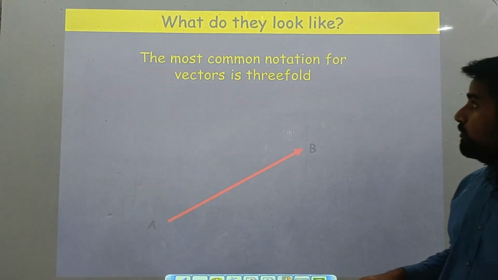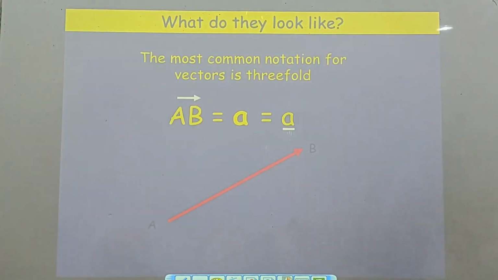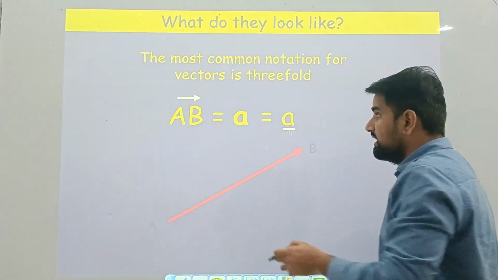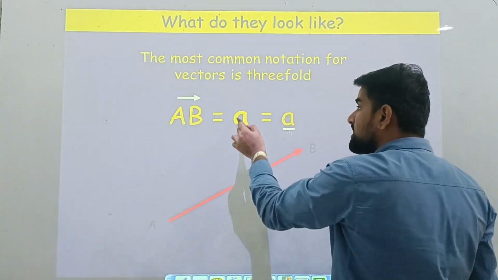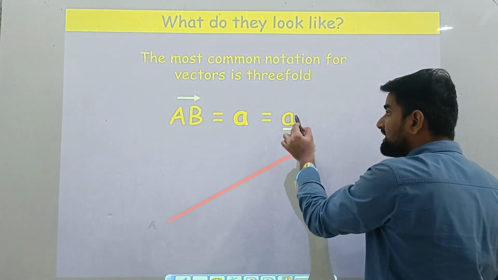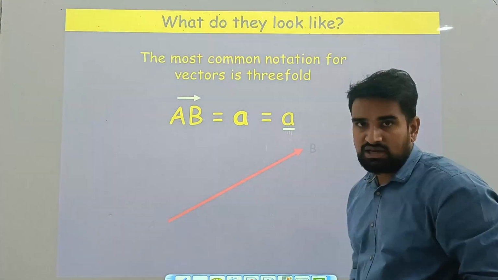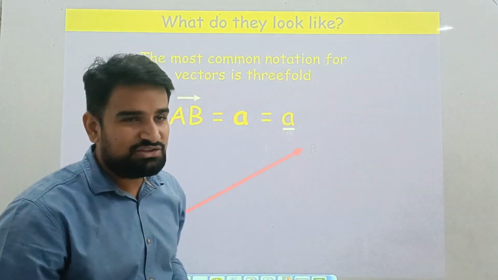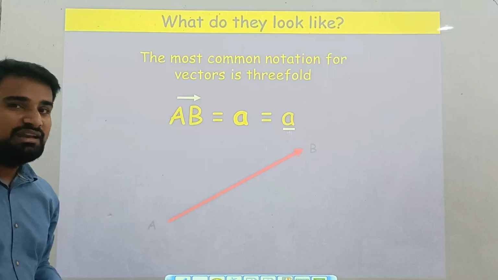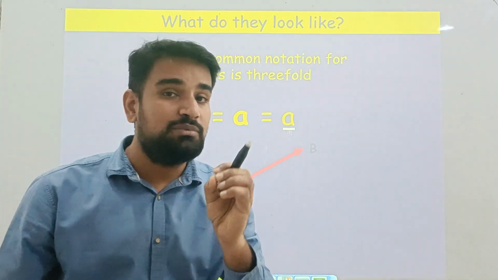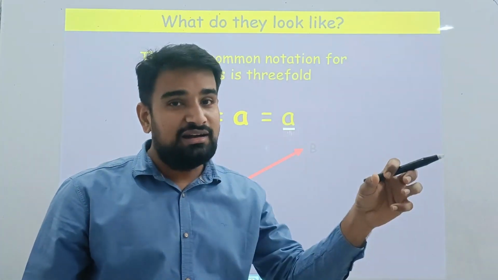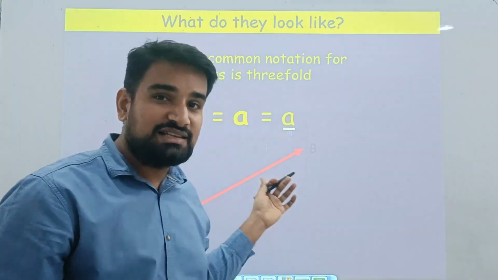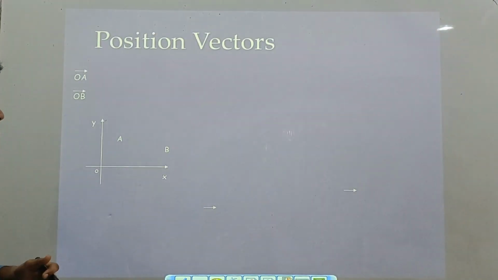The most common notation for a vector is threefold. As we already discussed, this is the AB vector. You can make it bold, or you can represent any vector with a line over it. This is also a vector representation. I hope you understood the basic concept, how to represent the vector and what the definition of the vector is. What are the types of vectors? We already discussed everything.